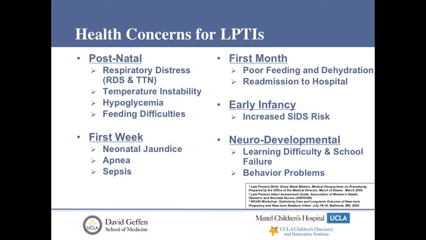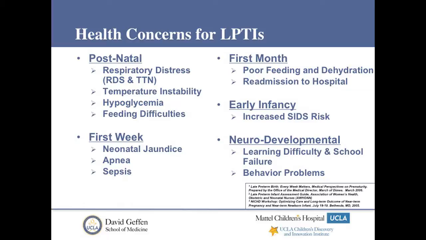Okay, if you decide to fall asleep, if you don't remember anything else that we talk about today, remember this slide. So this is our cheat sheet slide for you. When we talk about our health concerns, we want to break it down by immediate postnatal, first week of life, first month, early infancy, and as I mentioned, spend a little bit of time thinking about the neurodevelopmental.